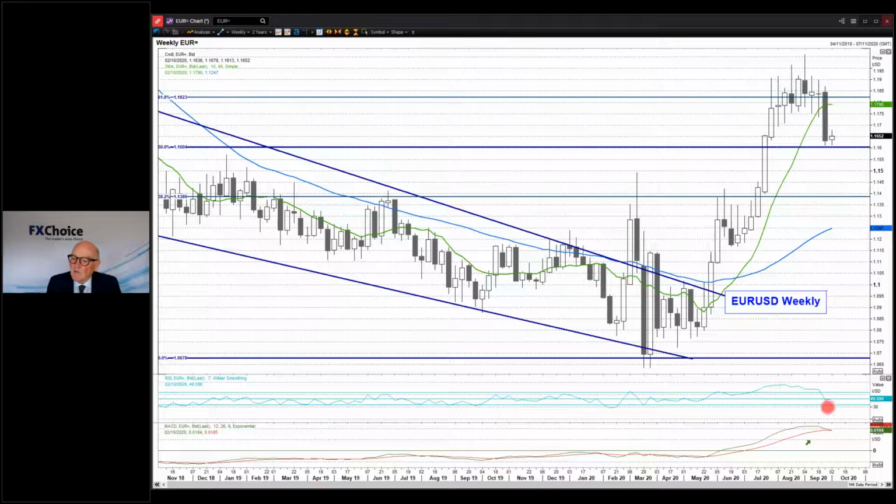The relative strength index on the weekly chart has come down now to not oversold, but certainly it has reacted from the extremely overbought condition that it had been in during July and August. And the weekly MACD has almost crossed over. So this has almost turned from the bullish message that we've had since May in the euro to a bearish message. Now I'm going to move to the daily chart.